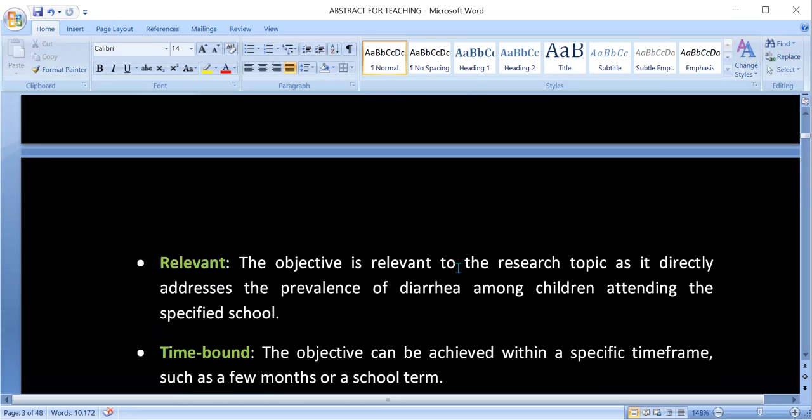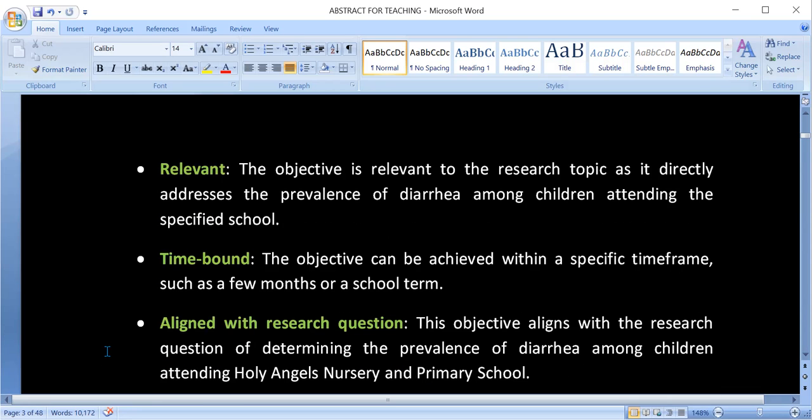The objective is relevant to the research topic as it directly addresses the prevalence of diarrhea among children attending that specific school. So it is relevant. This particular objective is relevant because it's still pointing to the research topic, which is the aim of the research work. Do not forget I said specific objectives are roadways or walkways towards achieving the main objective. So it is what? Relevant, because it's still talking about the same what? Prevalence. Is it time bound?